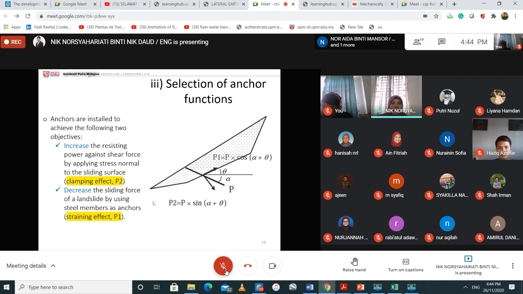Which is here. If it's clamping effect here, ni kat bawah ni, so it can increase the resisting power against the shear force. But then if it's training effect here, kalau kata yang ni tinggi, yang tu rendah semua kan, it can decrease the sliding force and then it's good. Yeah, so kat sini P1 and P2 ni you nak kena double check lah in order to get the power of your ground anchor. Again, you just need to play around with this equation and also the angles given.